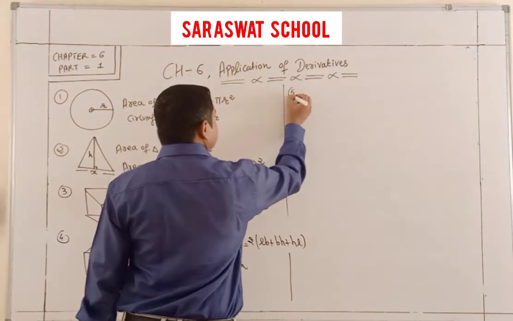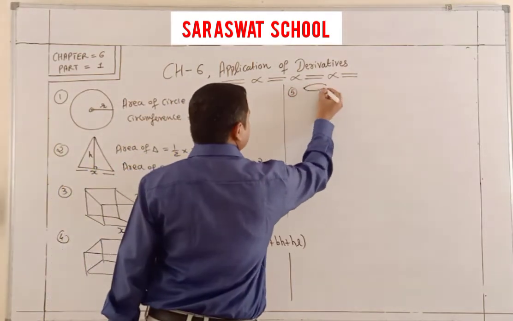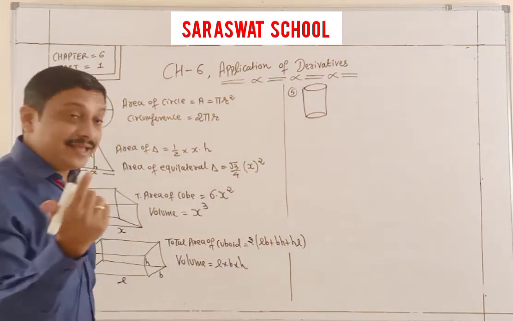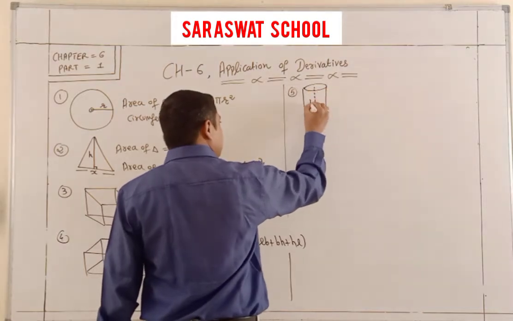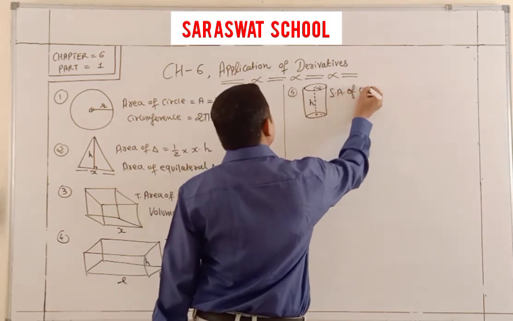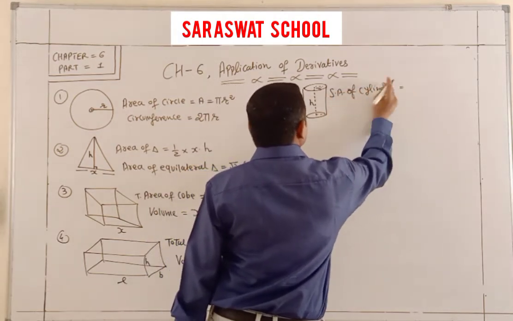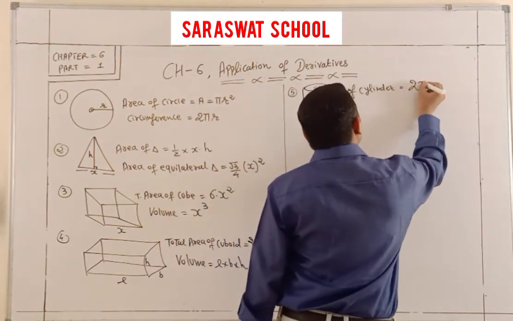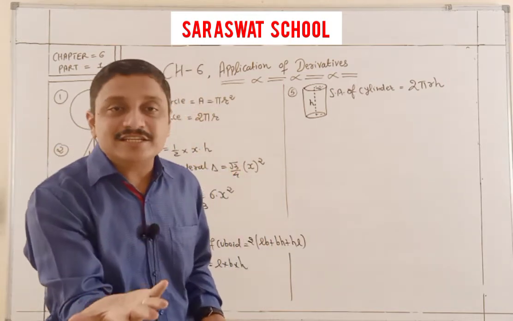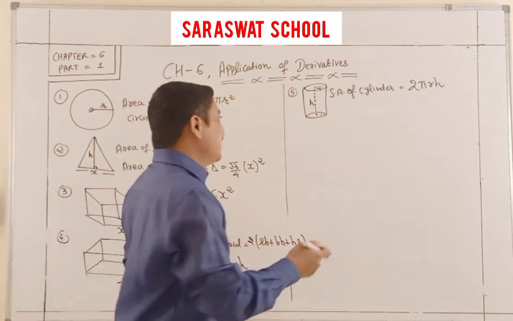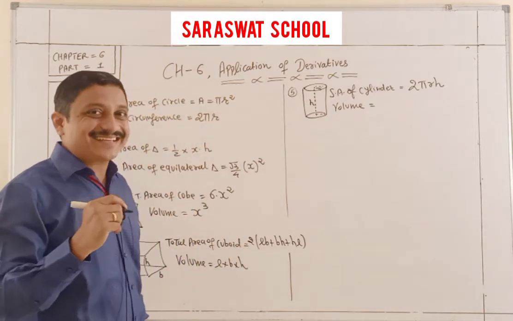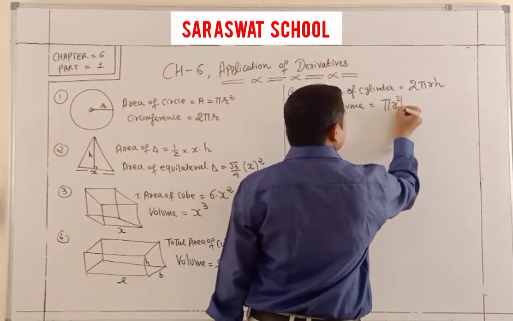Next, fifth one, it is a cylinder. A cylinder generally has only height and radius. This is your height, and here the radius. So the surface area of the cylinder is very easy, 2 pi r h. Later we take the derivative of r and h with respect to time. Next, the volume of the cylinder is pi r square h.